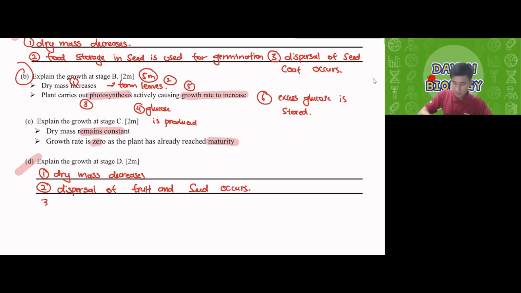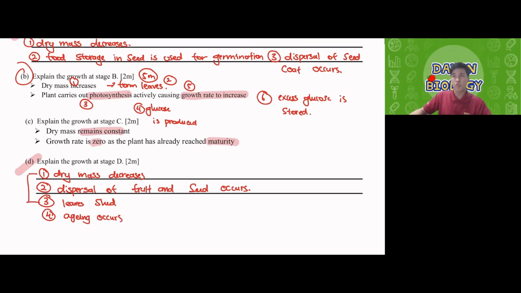And then only we say leaves shed. Then you can say aging occurs, but usually these 3 will be more than enough already.